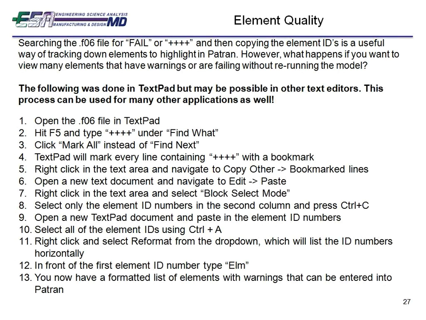So earlier I had mentioned a useful method for tracking different things down in the F06. In this example, I'm showing how to find either failing elements or find where warnings have been issued by the solver, which are the 4 plus signs. So this is just a useful way. Say you already ran the model and it takes 5 hours to run. You don't want to resolve it just so that you can change the geom check parameters to find only warning or failing elements.